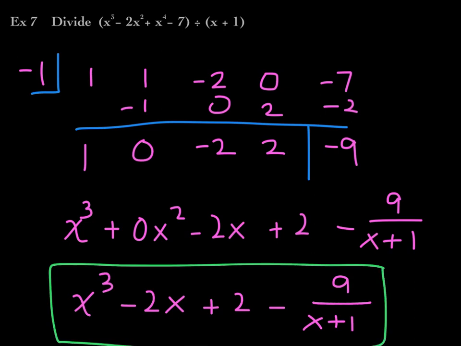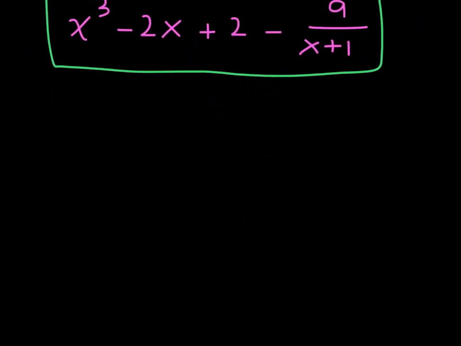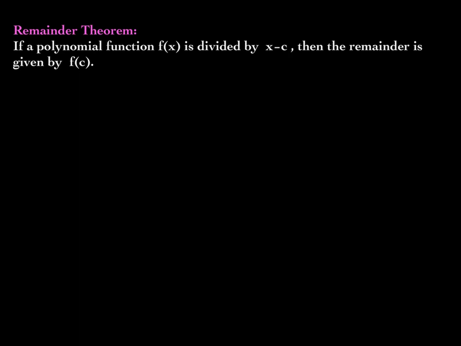Now, I've been showing you how division of polynomials leads to the factorization of polynomials. So with that being said, let's end this lesson with the two important theorems, the factor theorem and the remainder theorem. The remainder theorem first. It says if a polynomial function f of x is divided by x minus c, then the remainder is given by f of c.